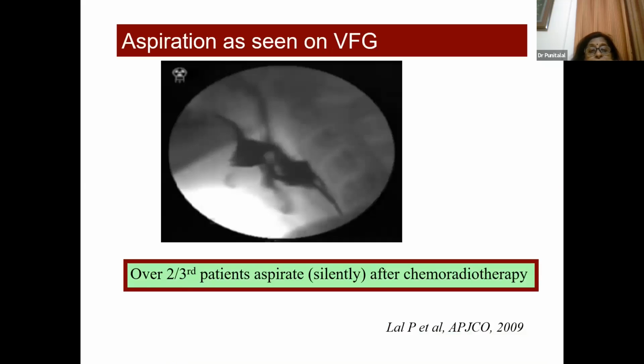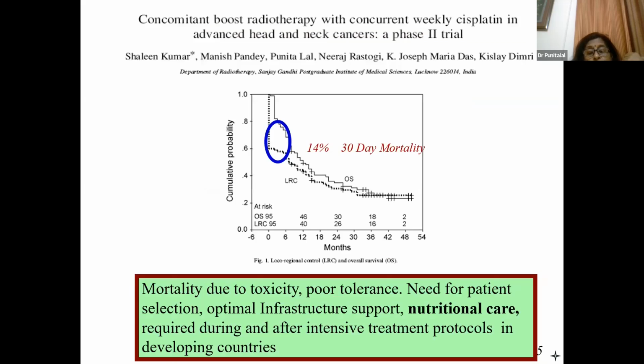Similarly, aspiration is very often encountered. In fact, our own study has shown, and so have other studies, that about two-thirds of the patients tend to aspirate, even though silently, after chemoradiotherapy. And that's not a small problem, because that's a major killer, and there's nothing that you can do except preventing it and rehabilitating these patients back with a lot of rigor.